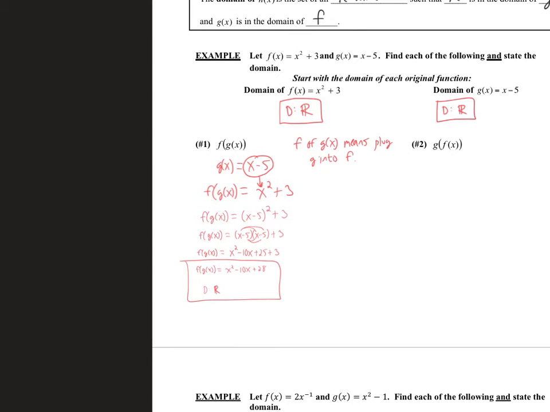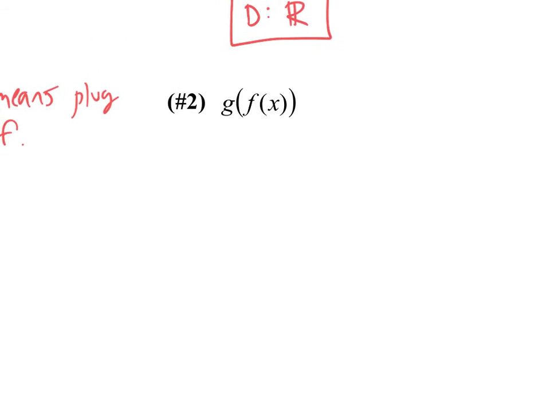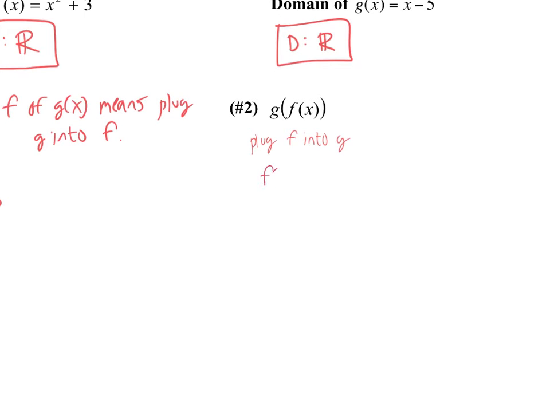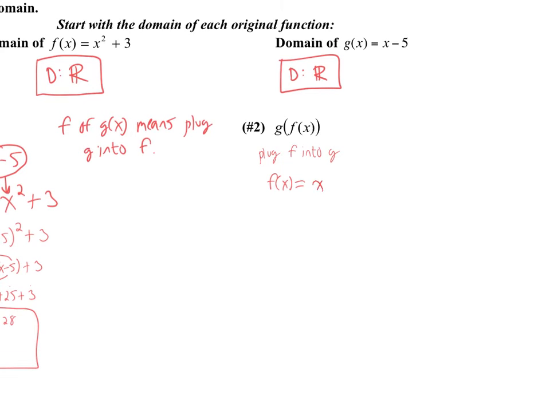Now we're going the opposite direction. Now we're doing g of f of x. So what we're doing for this is we're going to plug f into g. Okay, so in this case, f of x equals x squared plus 3, we're plugging into g of x, so in this case, which is x minus 5. So we're going to plug this into x there. Let me write g of f of x, actually.